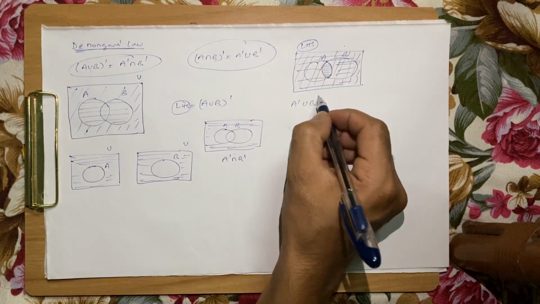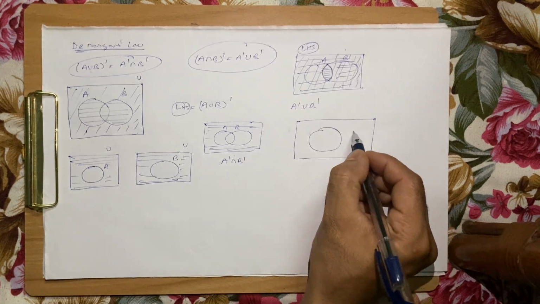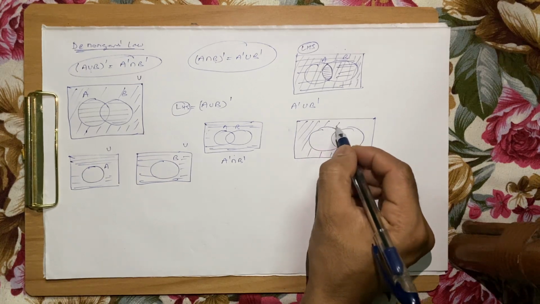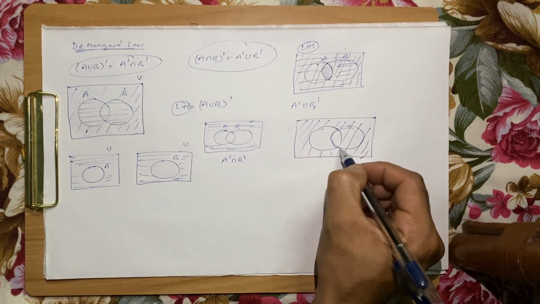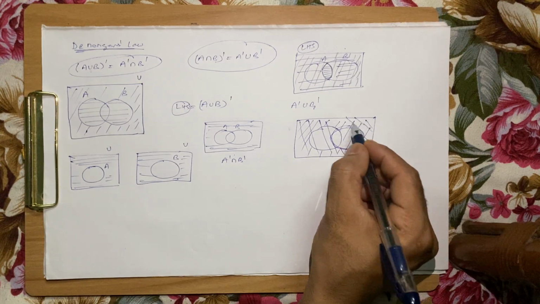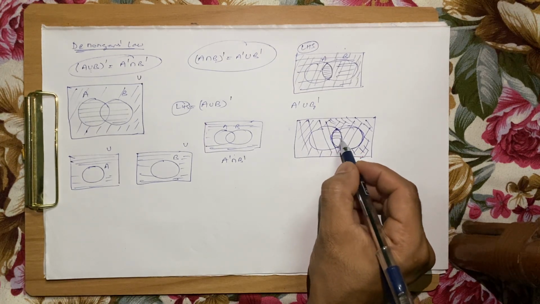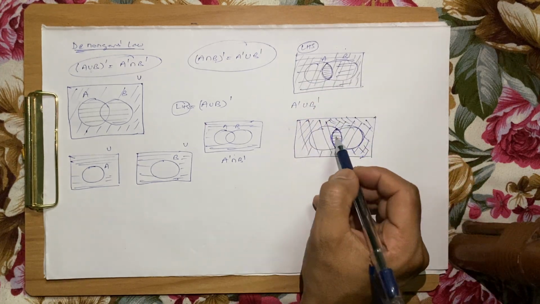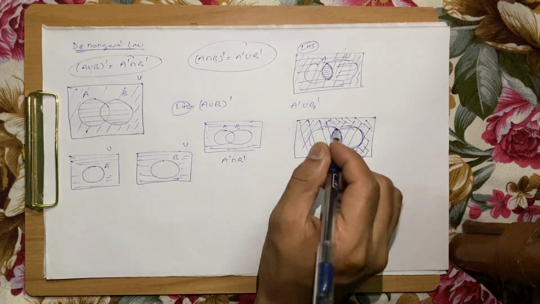Now think of the right hand side, A dash union B dash. If you draw A and B, A dash means leaving apart A, everything else. Just leave out A. And when you do B dash, it means leave out B and take everything else. So which region has been left out? This common region. Here also the common region was left out and everything else was included. Here also the common region is left out and everything else is included. So this is a proof of DeMorgan's law.